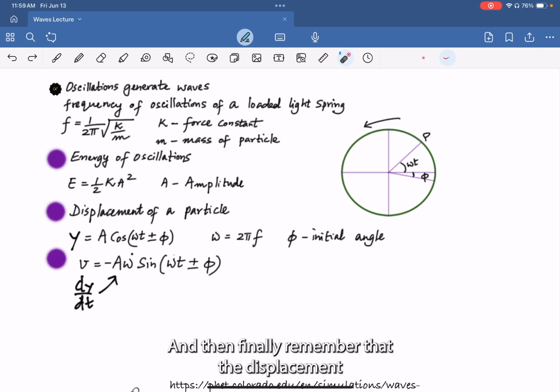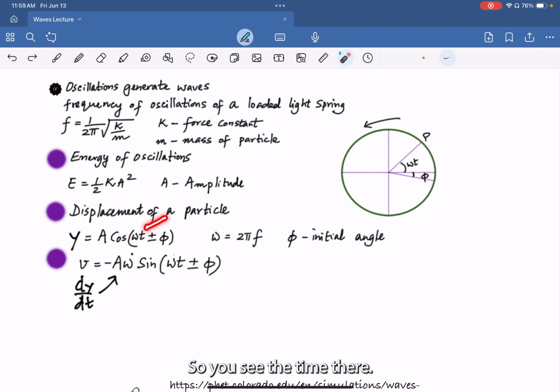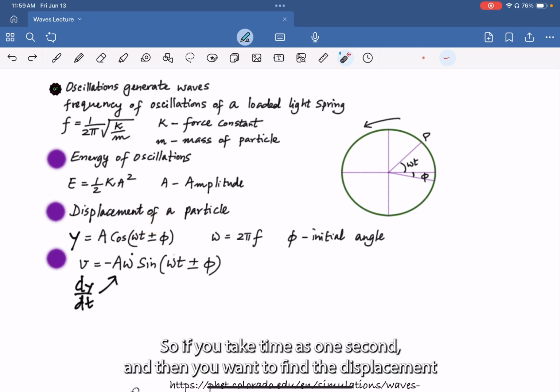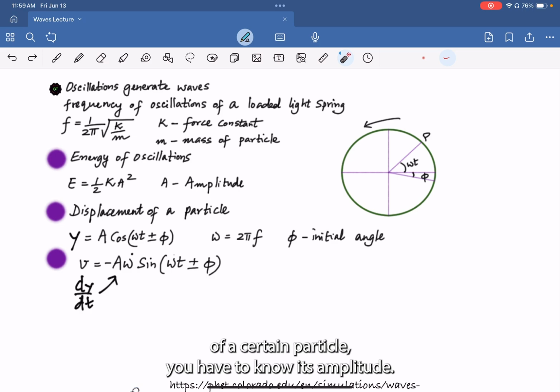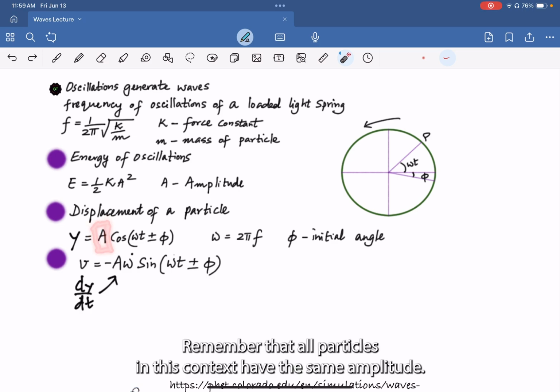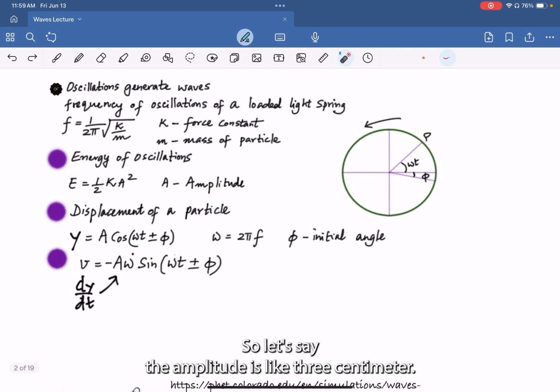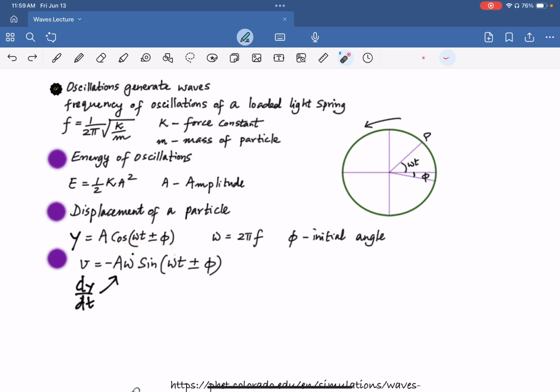Finally, remember that the displacement y of each particle was different at a particular time. So you see the time there. If you take time as 1 second and want to find the displacement of a certain particle, you have to know its amplitude. Remember that all particles in this context have the same amplitude. Let's say the amplitude is 3 centimeter, and then you have a cosine function.